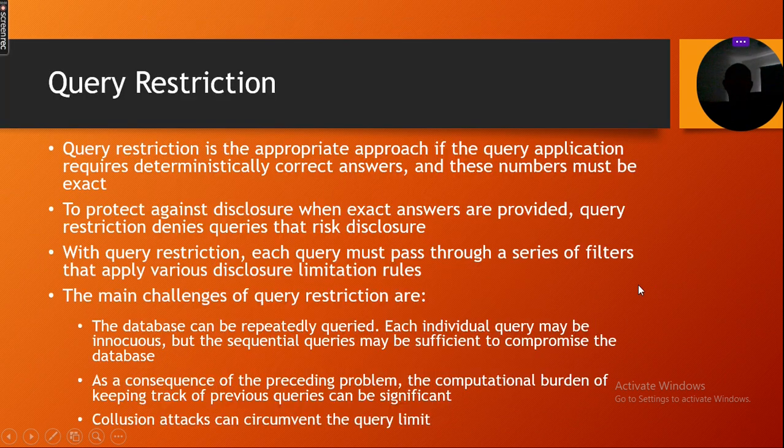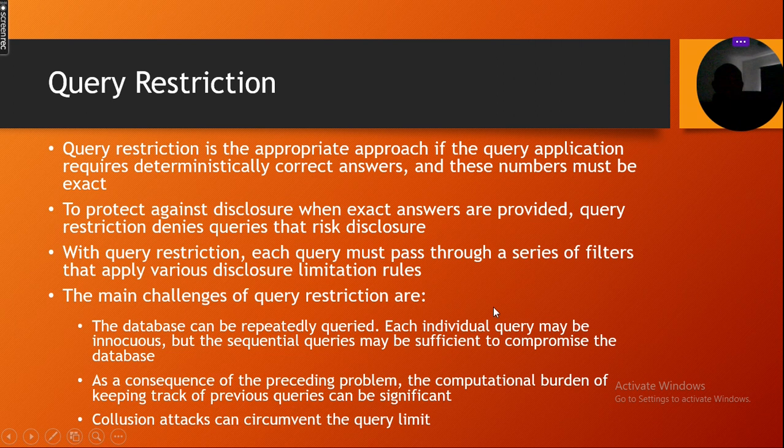Let's move on with query restriction. Query restriction is very important, and it is the right way to go in a database. It's a very appropriate approach if the query application requires a deterministically correct answer. So query restriction is very necessary if you need a very deterministic approach to a correct answer, and these numbers must be very exact.